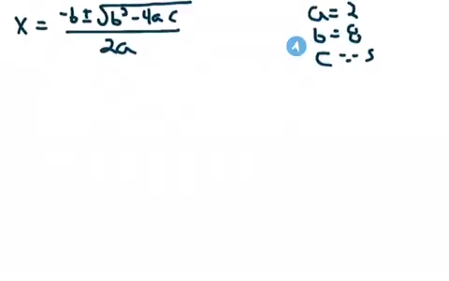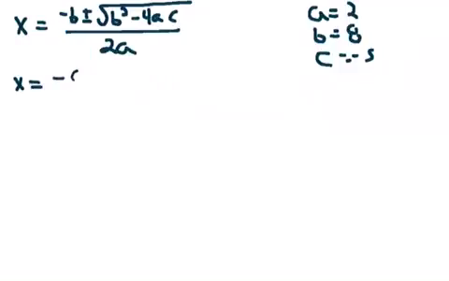I just copied it down here so we don't have to go back and forth between the slides. So now let's just plug these in. Let's plug B in for B, A in for A, and C in for C. And we get x is equal to, we know that B is 8, and don't forget about this negative sign.